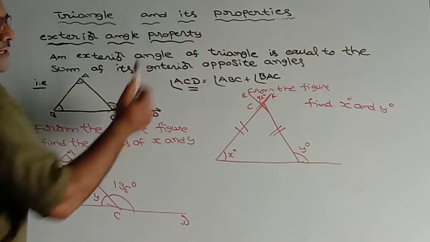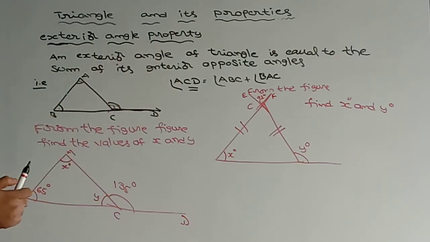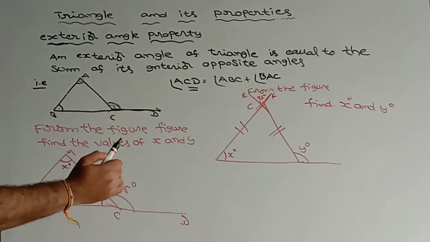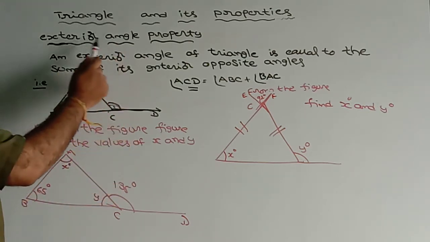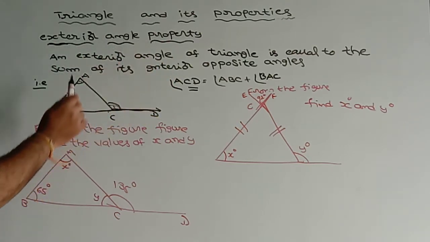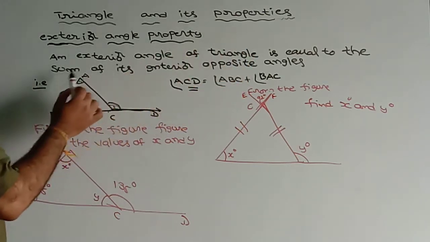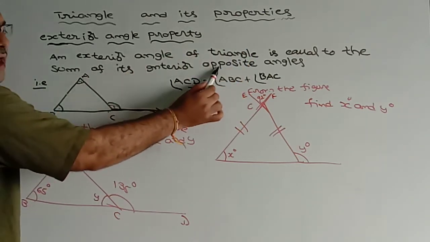Triangle and its properties. Another concept is the exterior angle property. Already you know that the sum of the angles in a triangle is 180 degrees. Next, one more concept: the exterior angle property. What is the meaning of the exterior angle property? That means an exterior angle of a triangle is equal to the sum of its interior opposite angles.